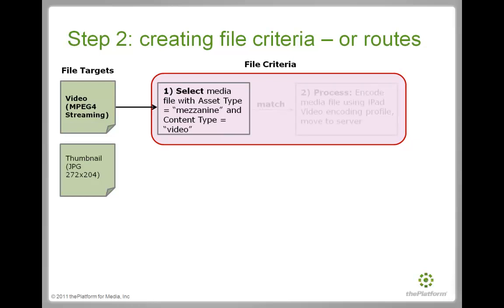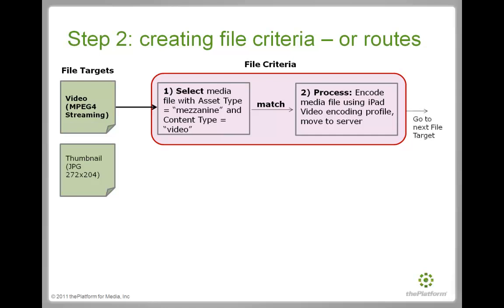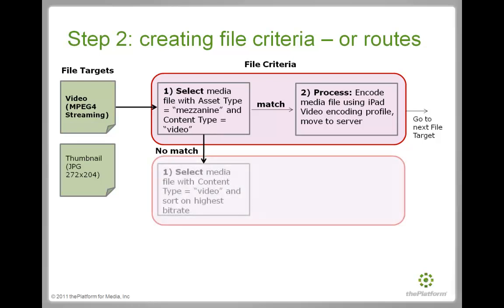In this case, if there is a match in my media on those parameters, then my file processing instructions are to encode the media file using the iPad video encoding profile and move this new media file to the proper storage server. The Publish system will then go to the next file target, in this case, the thumbnail. However, if there was no match, then it's on to the next file criteria. This second set of criteria has selection parameters matching on content type of video and sorting my matches on highest bitrate.